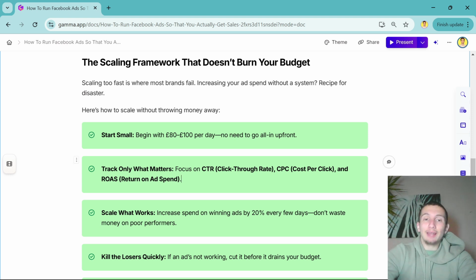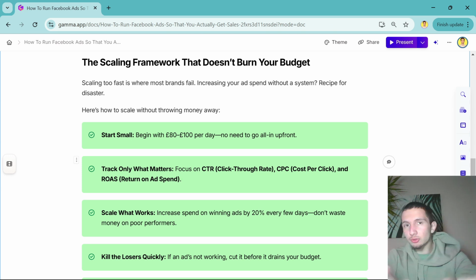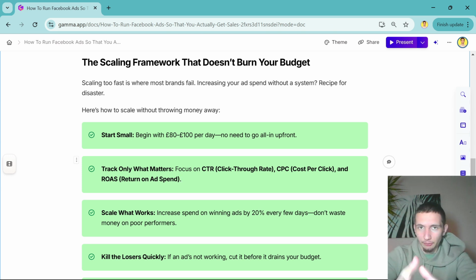You need to track metrics. Focus on the metrics that matter. Your CTR, your CPC, and your ROAS. These are the 3 metrics that really matter at the beginning. Nothing else really matters as much as these 3. These are the 3 core pillars that are going to make sure that your ads are making money. And you're not wasting money.